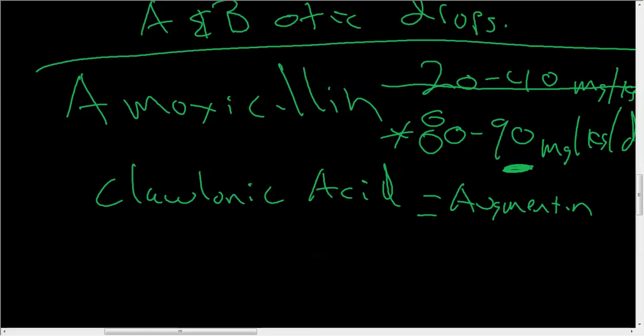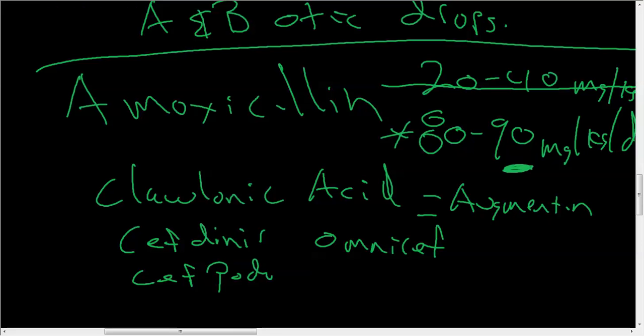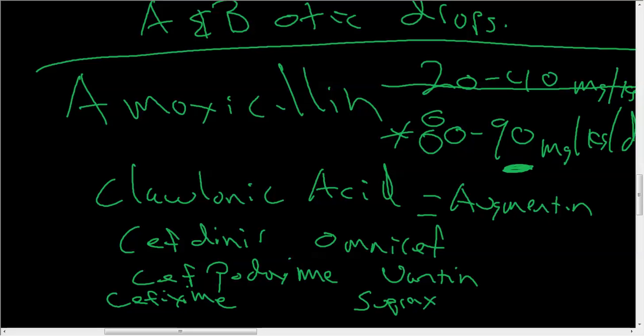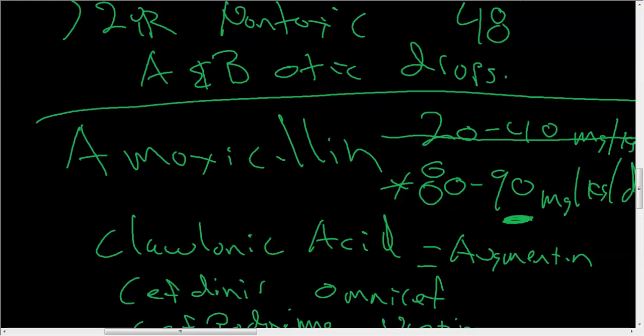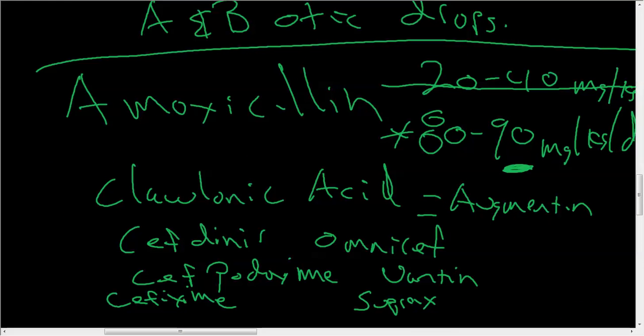So that would be cefdinir, which is Omnicef, or cefpodoxime, which is Vantin, or cefixime, which is Suprax. Suprax isn't always so easy to get a hold of. So, well, I don't see it written a whole lot because you can't always find it for your patients. That now treats most ear infections.